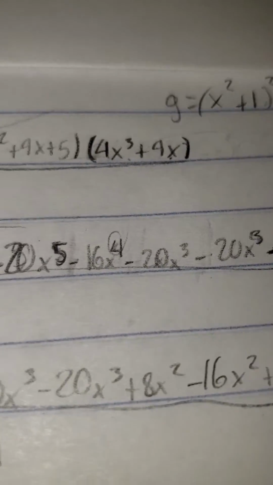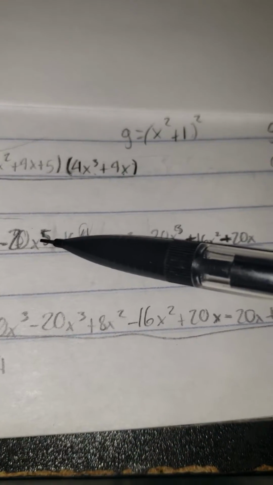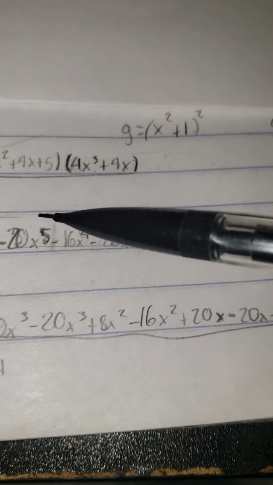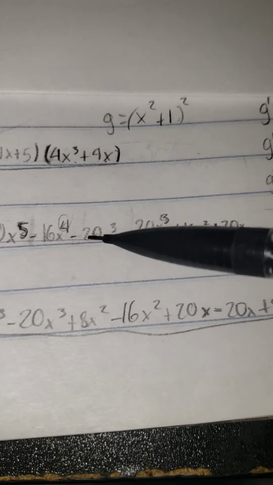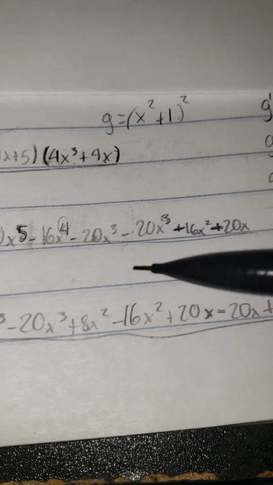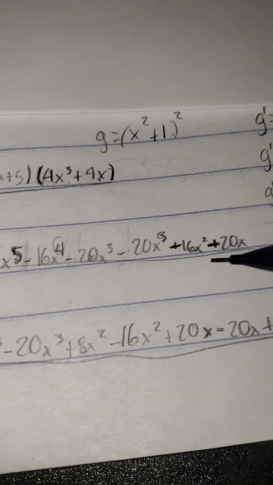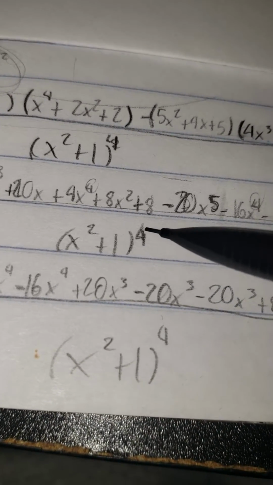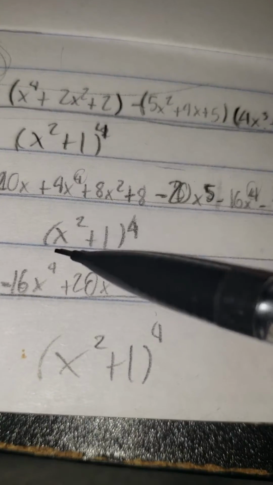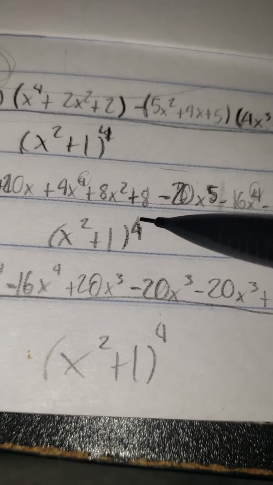So, yeah. Also, I made a mistake right here. It's actually negative 16x squared and 20x. So it's minus 20x to the power of 5, minus 16x to the power of 4, minus 20x to the power of 3, minus 20x to the power of 3 again, minus 16x squared, and minus 20x, all over the new denominator, which is the same main factor, but this time to the power of 4.